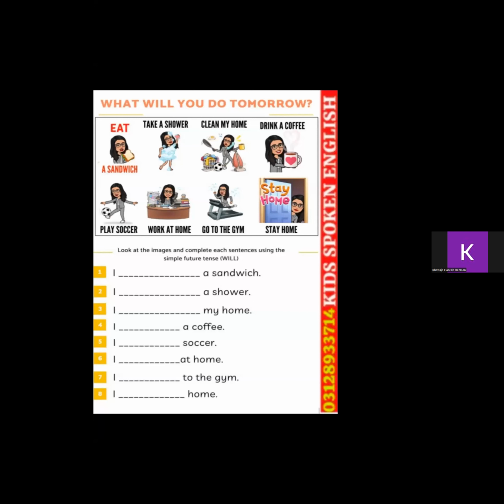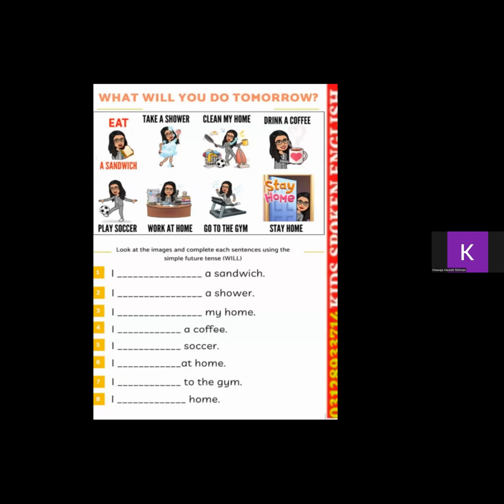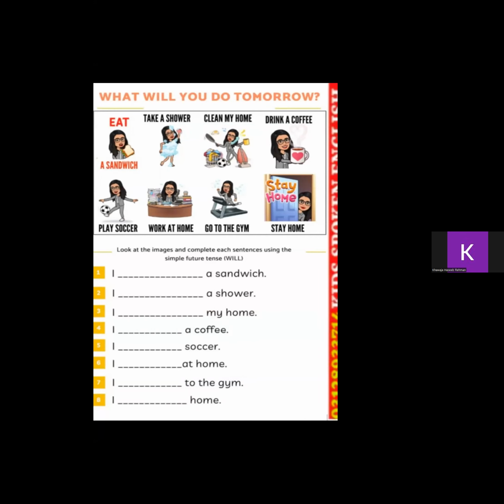So dear students, is the structure of "will" clear to you? Yes, ma'am. Okay, so dear students, make some sentences with "will not." What will you not do? What won't you do tomorrow? Kya aap nahi karoge kal?